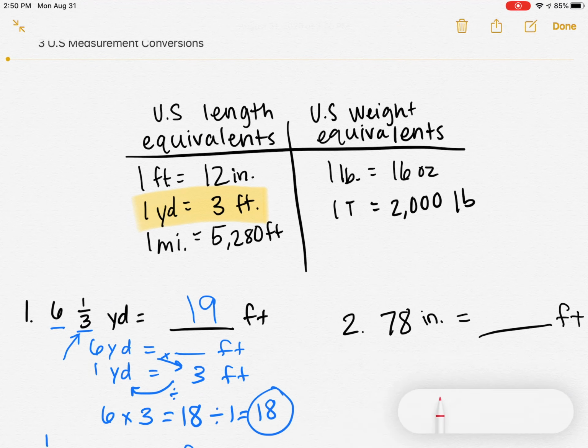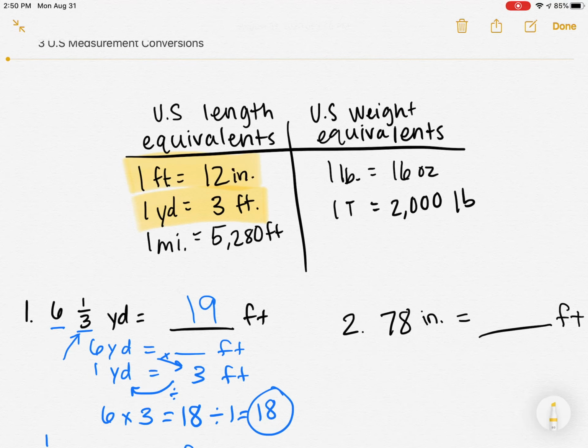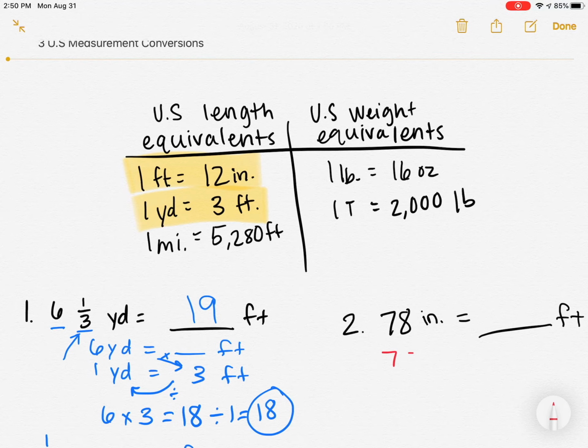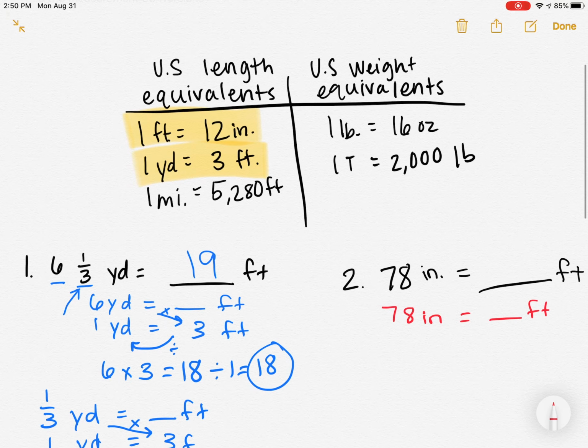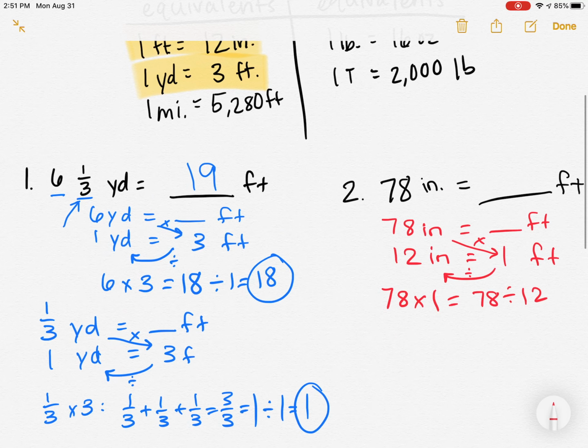Number 2, 78 inches is equal to how many feet? Let's first find the inches to feet conversion in our chart. 1 foot is equal to 12 inches. So let's start there. 78 inches is equal to how many feet? We know that there are 12 inches in 1 foot. Let's cross multiply. 78 times 1 divided by 12. 78 times 1 is 78, divided by 12.